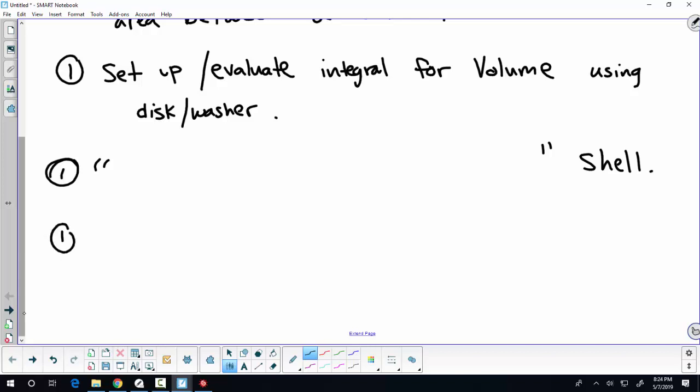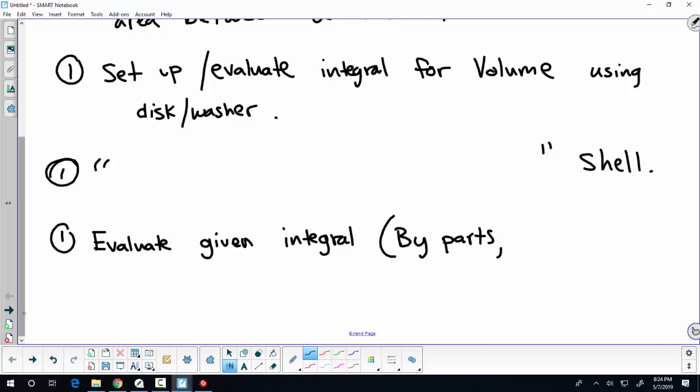There's one question where you evaluate a given integral. And this could be by integration by parts, or partial fraction decomposition, tricks of that sort. So you really should look at those cases and determine when to use integration by parts or partial fractions or trig substitution. That way you can recognize which one you need to use.